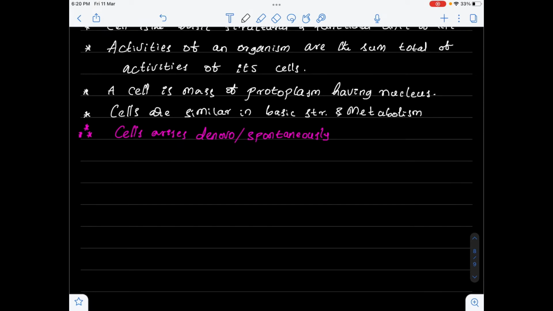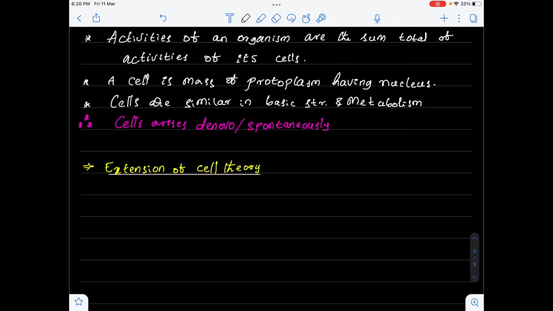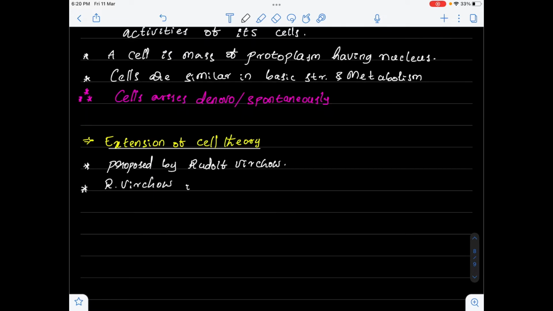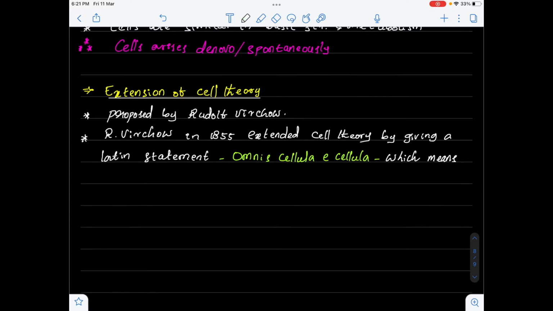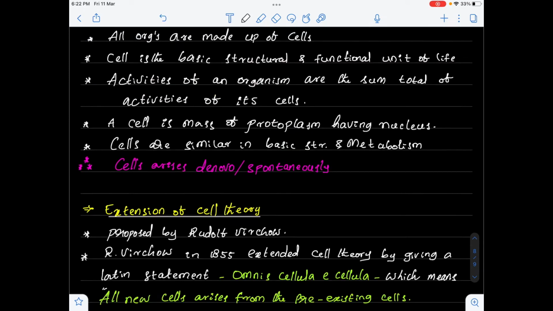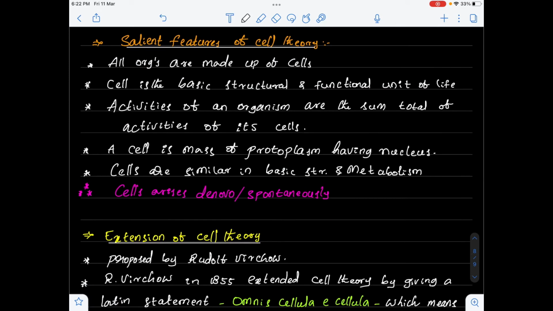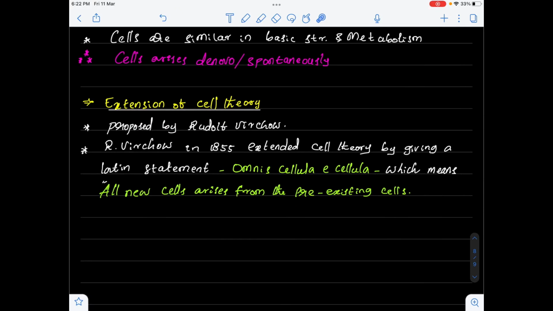Now let me write extension of cell theory. It was proposed by Rudolf Virchow in the year of 1855, who extended cell theory by giving a Latin statement omnis cellula e cellula. It means all new cells arise from pre-existing cells. M.J. Schleiden and Theodor Schwann said the new cells arise spontaneously, but actually the new cells are arising from the pre-existing cells.